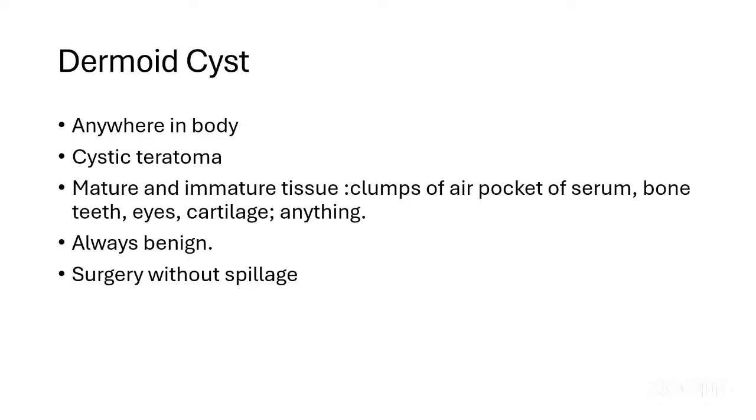It can occur anywhere in the body, but it is most common just below the skin. A related condition is known as cystic teratoma. In this cyst, there can be mature and immature elements, and there can be serum, bone, teeth, cartilage within that cyst. Usually these are benign and can be removed safely with surgery. So these are benign cysts if it is a mature cyst. Next slide, please.